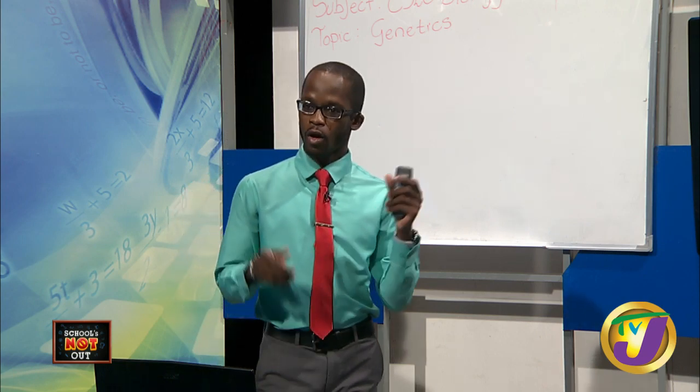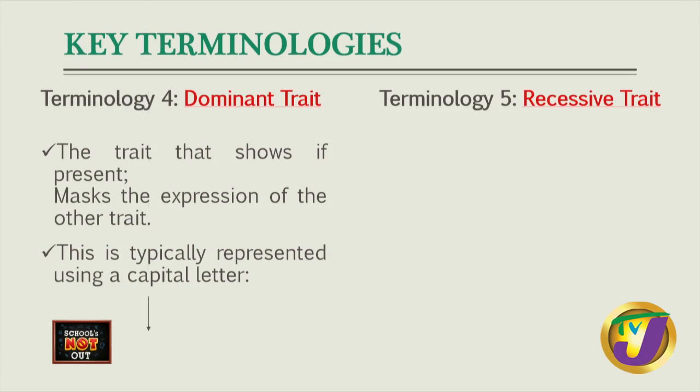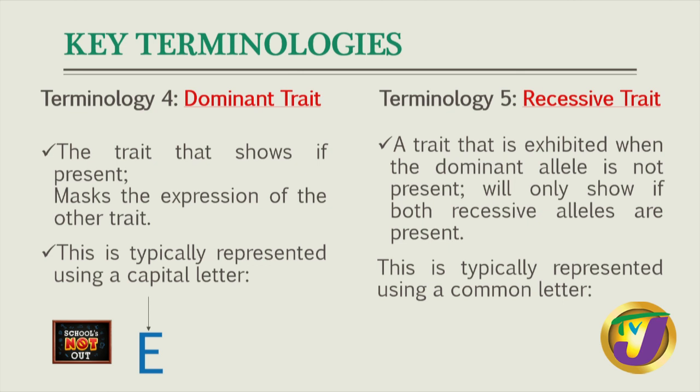Now, in our simplified version of representing it, we usually use a capital letter. So in our example, here we have capital E, and we're going to use capital E to represent brown eyes. And the recessive trait, or the recessive allele, will only show up in the absence of the dominant trait. So of course, we have to have two recessive alleles in order to show that recessive characteristic. Using our simplified version, we represent it using a lowercase letter. So we are going to use lowercase e.